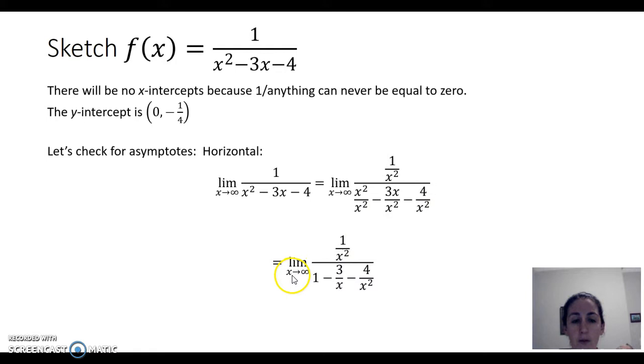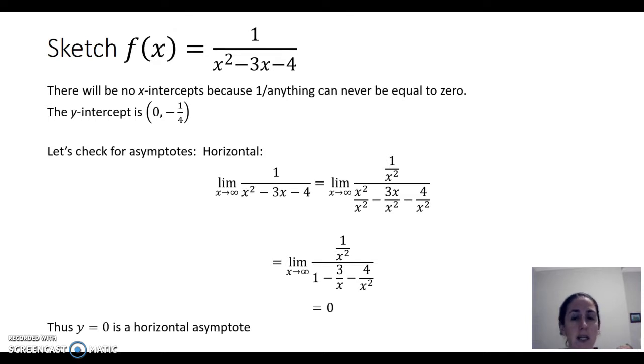So now the limit as x approaches infinity, as x gets really big in the positive direction, 1 over x squared goes off to 0. 3 over x goes off to 0. And 4 over x squared goes off to 0. So we have 0 over 1 minus 0 minus 0, or 0. So the limit as x approaches infinity of f of x did approach a single finite value, 0. So that means that y equals 0 is a horizontal asymptote.